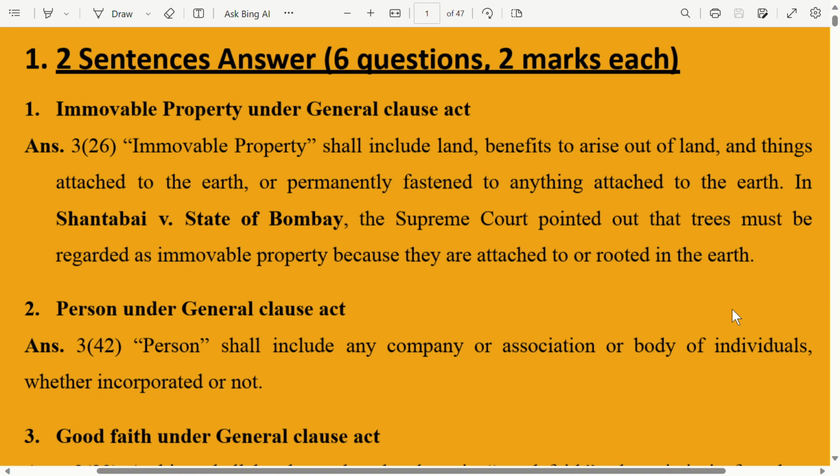Question 2. Person under the General Clauses Act. Section 3, subsection 42 defines person. Person shall include any company or association or body of individuals, whether incorporated or not.